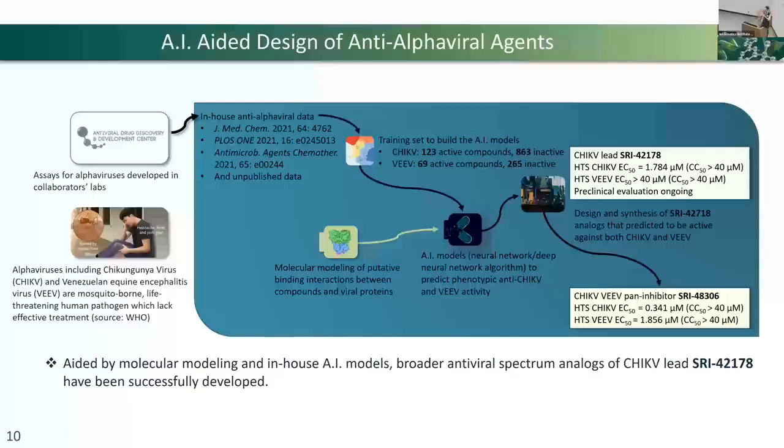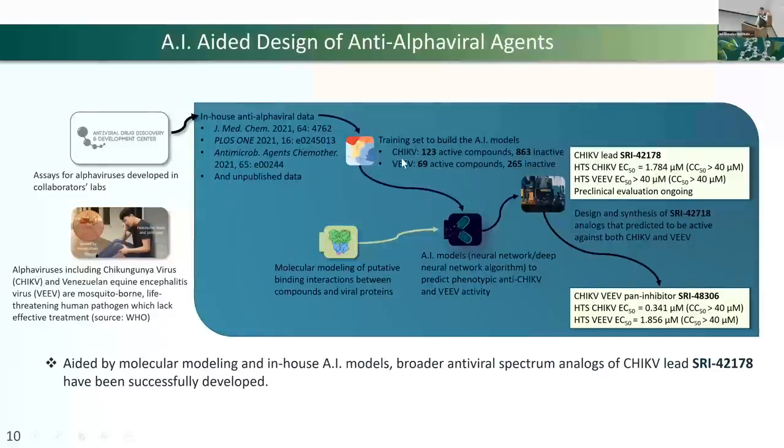A second example, which is also the last example today, is for the anti-alphaviral. Alphavirus is also a tropical virus. There are many viruses in the family. Two examples are chikungunya and the wave. Previously, we had some experimental data for chikungunya, and we have a lead, but it's only active against chikungunya, not active against the wave.